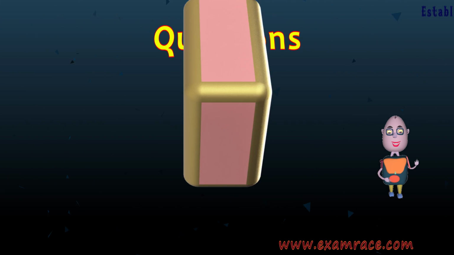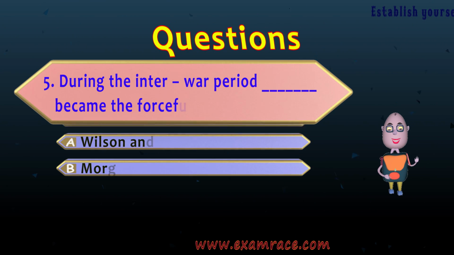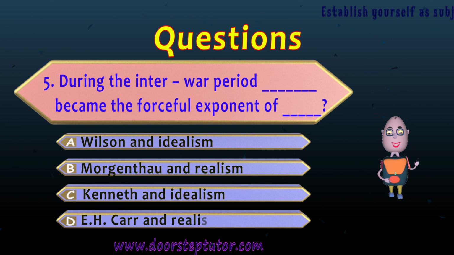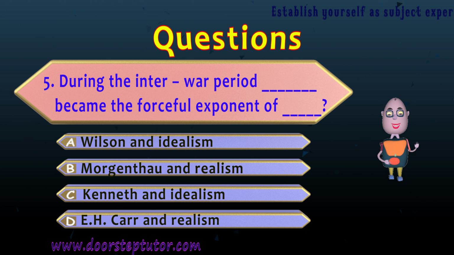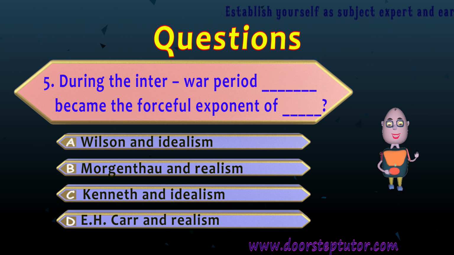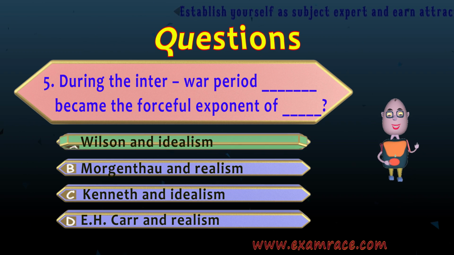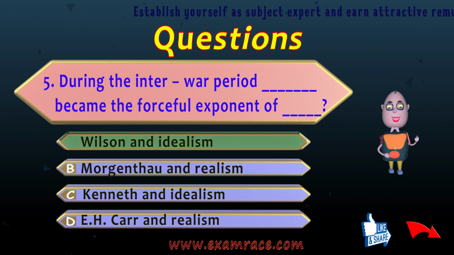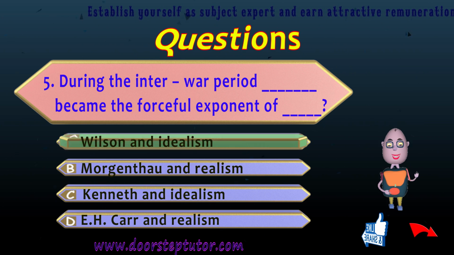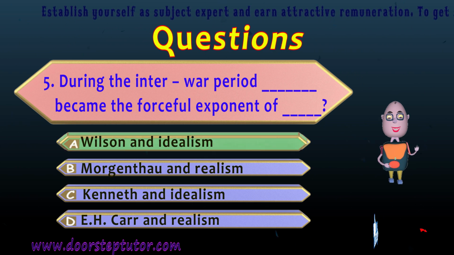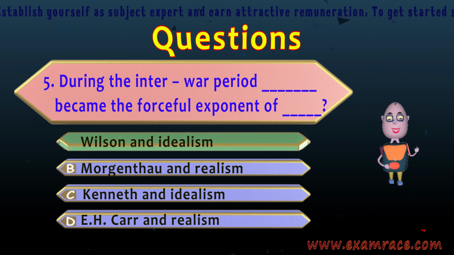The fifth and last question for today is, during the interwar period, dash became the forceful exponent of dash. So it is Woodrow Wilson and idealism. During the interwar period, Woodrow Wilson became the forceful exponent of idealism. Thank you.